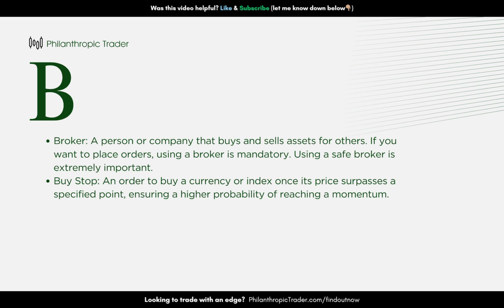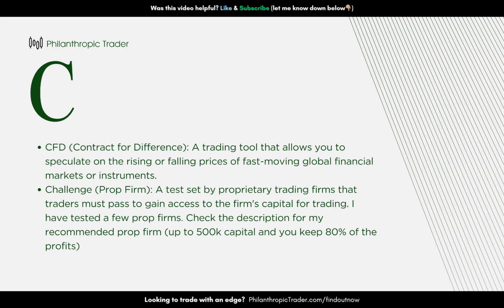Buy stop. It's an order to buy a currency or index once its price surpasses a specific point, ensuring a higher probability of reaching momentum. So when price is, for example, at 10, you can place a buy stop at 12. So once price reaches the 12 level, a buy order will get placed. CFD stands for contract for difference, a trading tool that allows you to speculate on the rising or falling prices of fast-moving global financial markets or instruments.